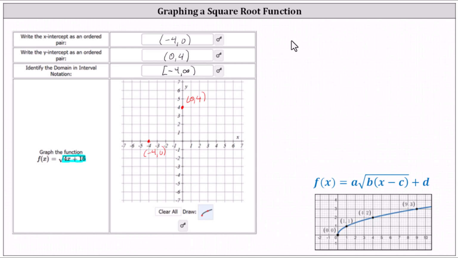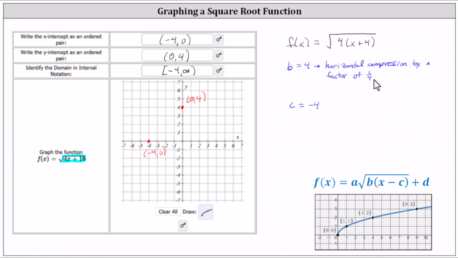The given function is equivalent to f of x equals the square root of the product of 4 and the quantity x plus 4. Notice 4 times the quantity x plus 4 is a factored form of 4x plus 16. In this form, notice we have b equals 4 and c equals negative 4 because x minus negative 4 simplifies to x plus 4. b equals 4 indicates a horizontal compression by a factor of 1 divided by b, or by a factor of 1/4. C equals negative 4 indicates a shift left 4 units.